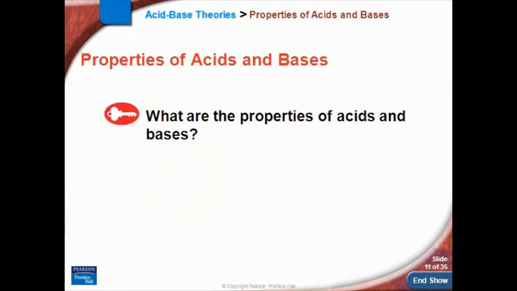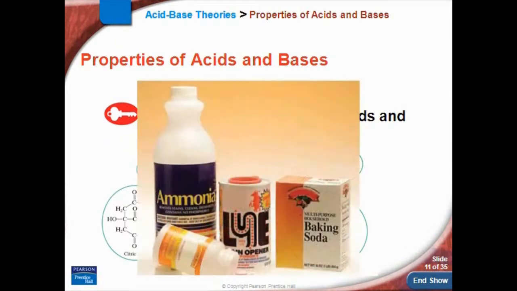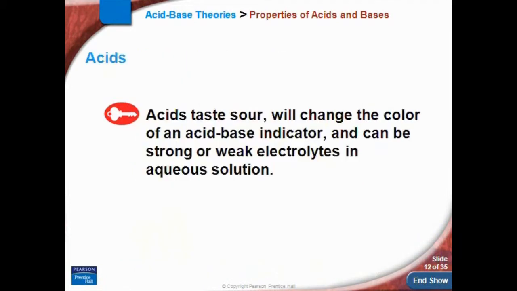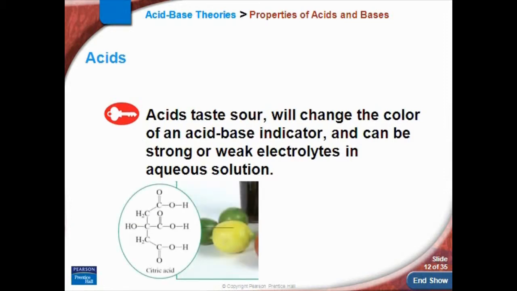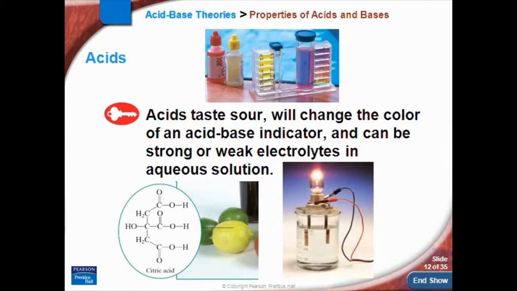Now, what are the properties of acids and bases? Acids are often found in foods. They're sour in taste. We'll come back to that. Bases tend to be things we won't eat. So, acids taste sour, as we said. Citric acid is in lemons and limes. They will change the color of an acid-base indicator. We'll learn more about that this week. And acids can be strong or weak electrolytes in aqueous solutions, so they may or may not conduct a current depending on whether they're a strong or a weak acid.